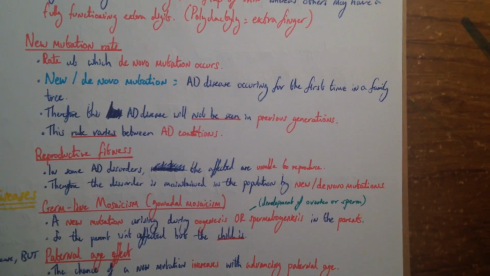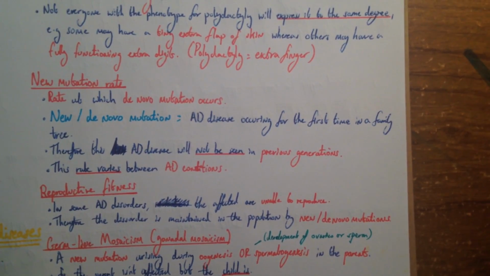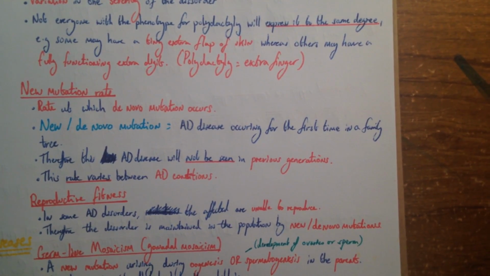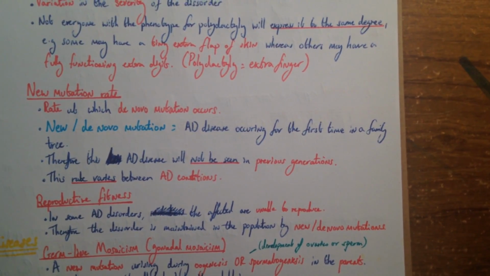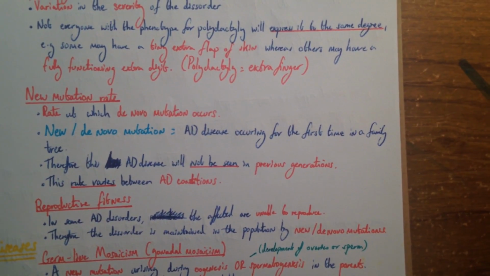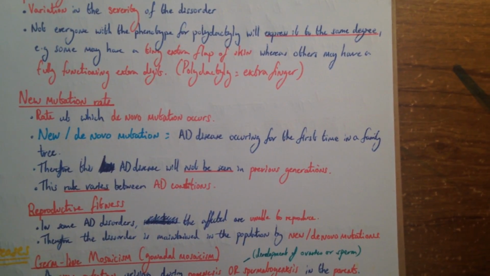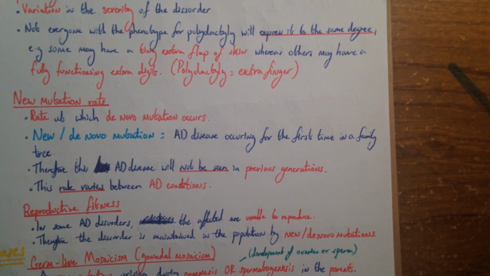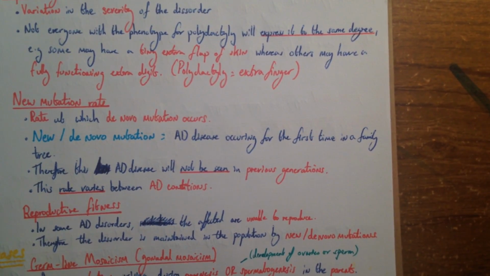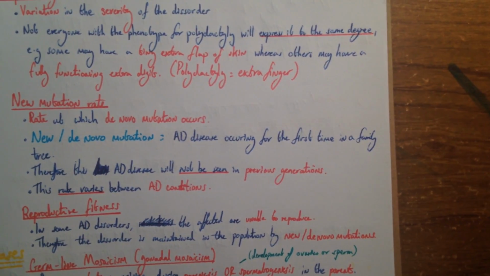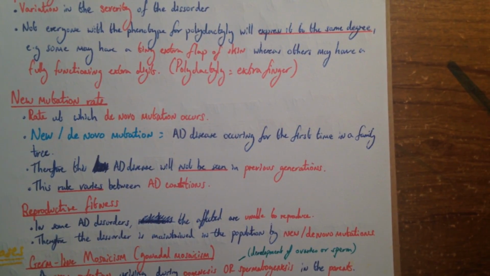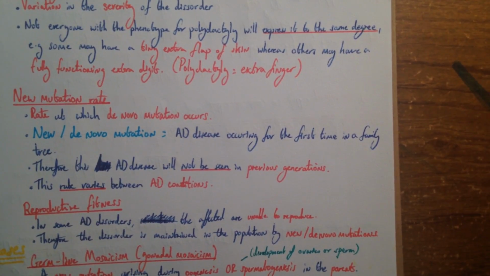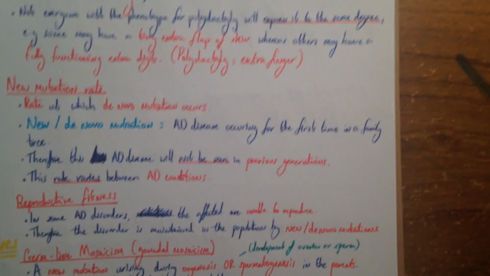Moving on to new mutation rate. This is the rate at which de novo mutation occurs. A new or de novo mutation is where an autosomal disease occurs for the first time in a family tree. Therefore, this disease will not be seen in previous generations. This rate varies between autosomal dominant conditions.